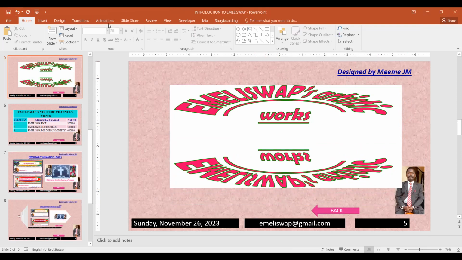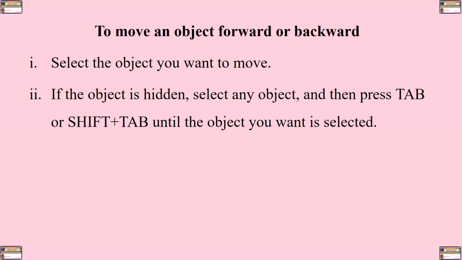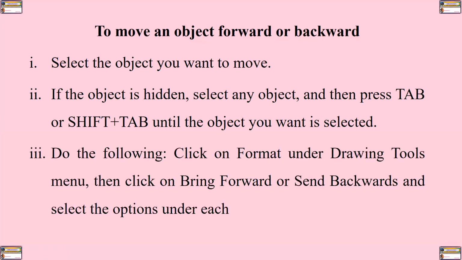Always remember to save your work. Another activity that we can do in our objects is to move an object forward or backwards. For you to be able to move an object forward or backward, you select the object you want to move. If the object is hidden, select any object and then press Tab or Shift key combined with the Tab key until the object you want is selected.